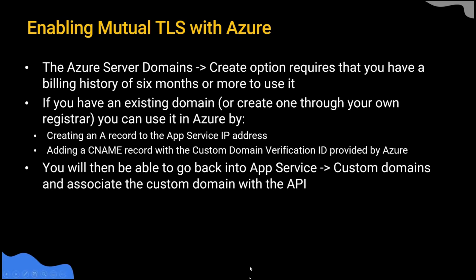Now you can go back to the app service, custom domains, and you can associate the custom domain with the API. Once again, at this point, we're still just doing HTTPS. We aren't doing mutual TLS yet.